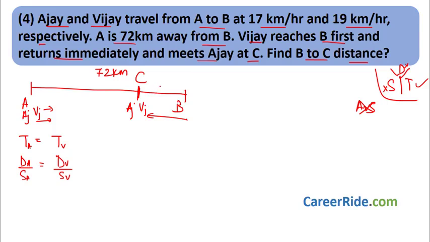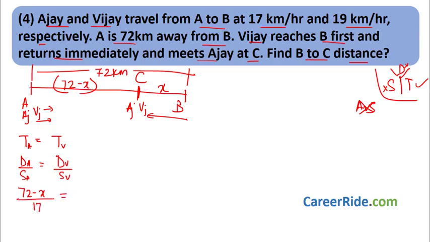Let us assume B to C distance is X kilometers. So how much did Ajay travel? Ajay traveled from point A to C, that is 72 minus X kilometers. Total distance is 72 kilometers, and this is X kilometers. So Ajay traveled 72 minus X kilometers. Speed of Ajay is 17.